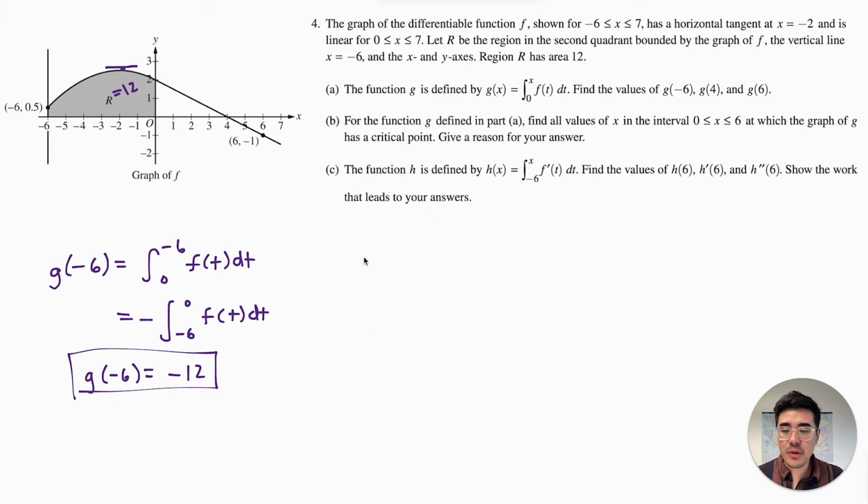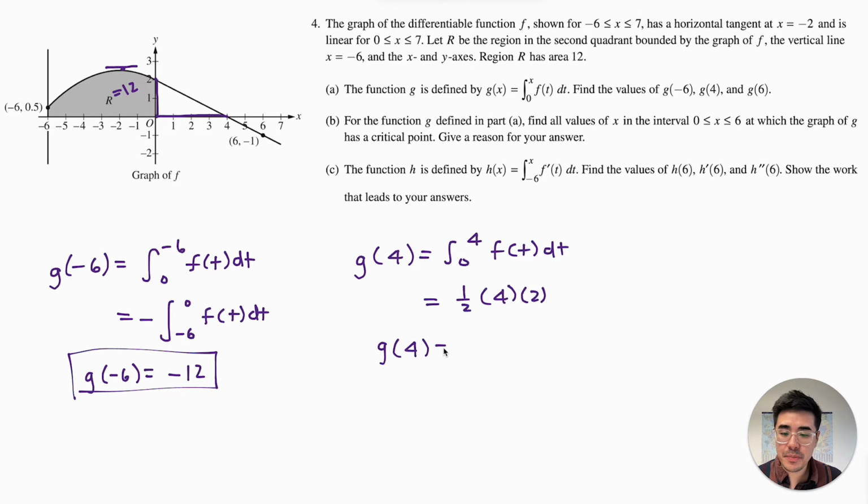Now for g of 4, I'm going to do the same thing. So g of 4 is just going to be the integral from 0 to 4. This one I don't need to flip around because the smaller number is on bottom and the bigger number is on top. I want the area from 0 to 4. This is just a nice little triangle. It says that this graph is linear, so this is just going to equal 1/2 times the base times the height. So g of 4 is equal to 4.